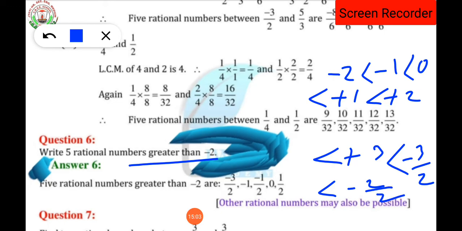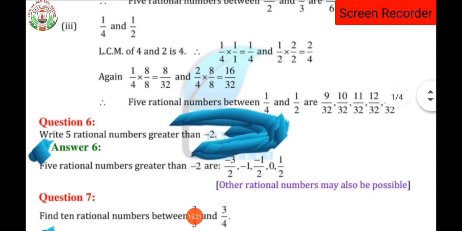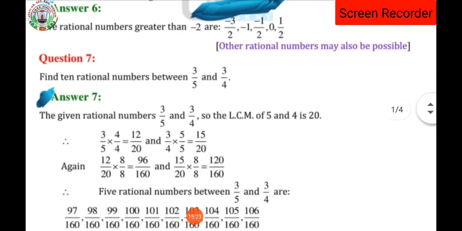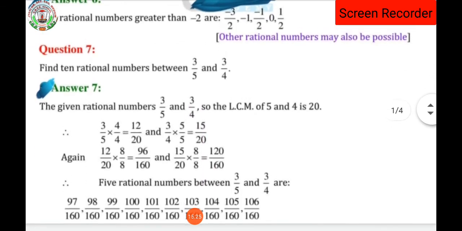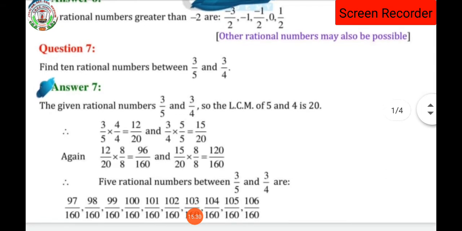Okay, so here the numbers greater than -2 are -3/2, -1, -1/2, 0, 1/2, like this. We can take many more like +1, +2, +3. Any 5 we have to take over here. So it's a simple question, nothing there to explain. Now the next question, since this is the last question of chapter number 1. After doing this question we will have completed chapter 1.